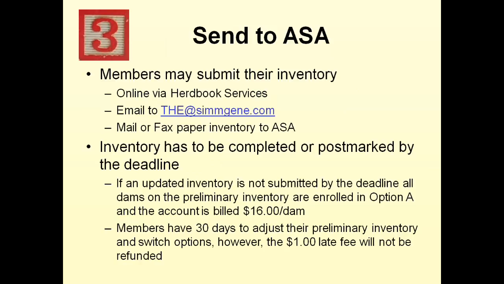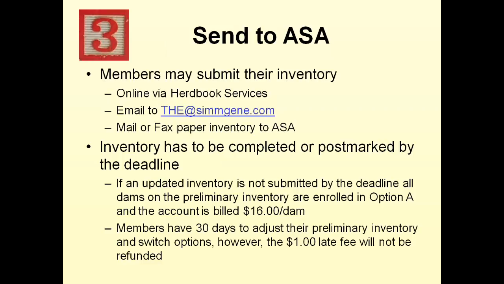So whether you're doing that electronically on Herd Book Services, whether you're emailing it to the@simgene.com, or whether you're mailing in the U.S. Postal Service, or faxing that paper copy to our office, those copies must be returned or postmarked or submitted online by December 15th or by June 15th for us to not charge you late fees. If your inventory is completed, you get charged the $15 per dam for option A. You don't get charged anything for option B, females, and you get charged $7.50 for option C.